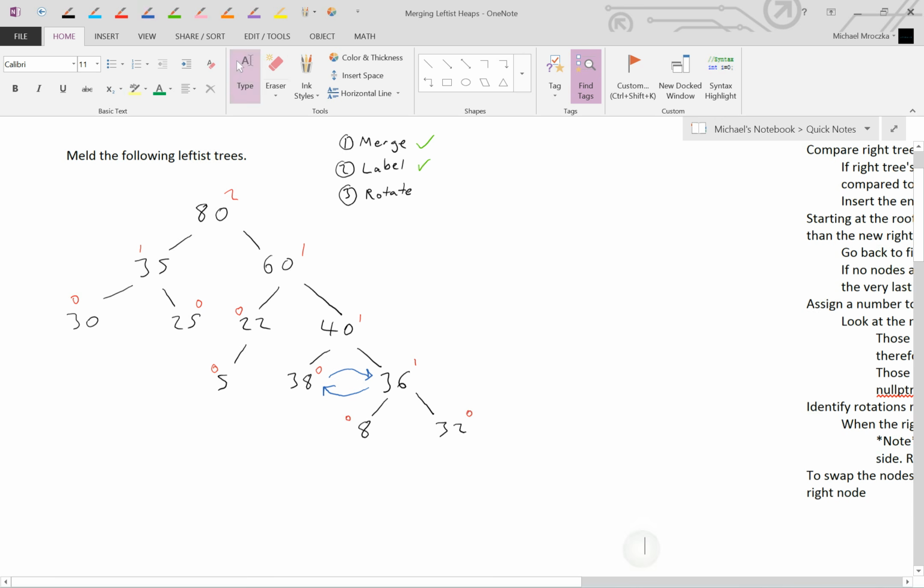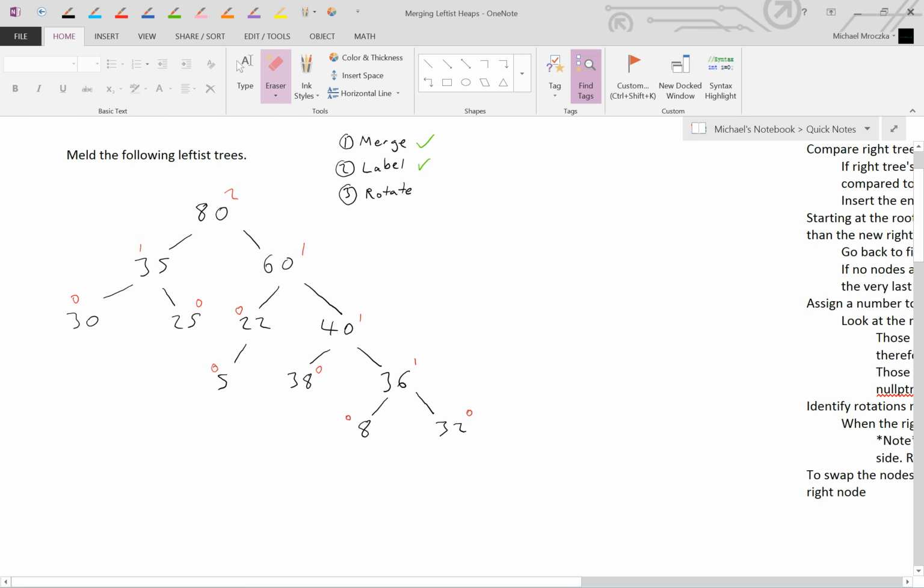Now if we go up here, we look at 22 and 40, turns out they have to swap as well because the right-hand side is bigger than the left-hand side. 1 is bigger than 0. If we go over here, 0 and 0, we don't have to swap. We go here, 60 and 35, so basically 1 and 1. We don't have to swap those because they're fine. And like I said, the root really doesn't matter anymore because we've already merged the trees. So now we know we have to do 2 swaps, so we're going to do them.